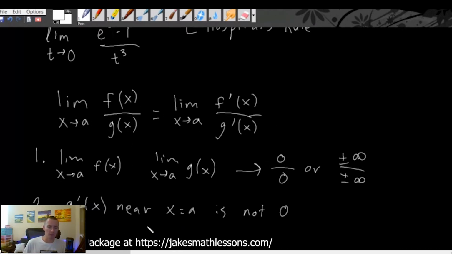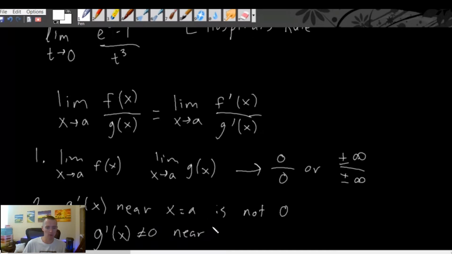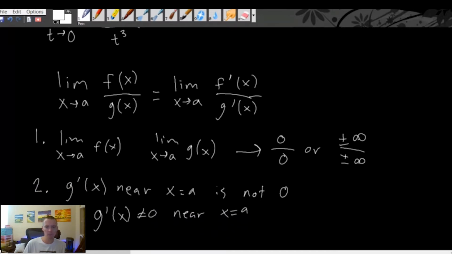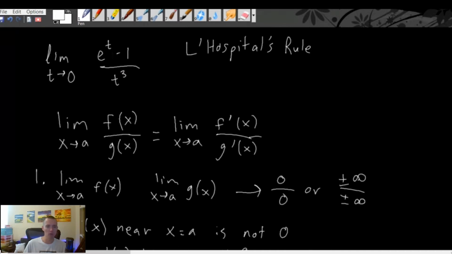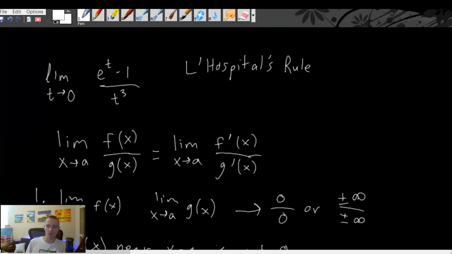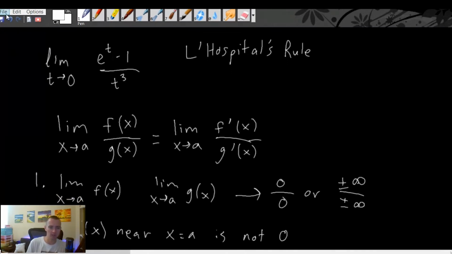So those are the two things that you want to look out for. Maybe another way you could see this written is g prime of x does not equal 0 near x equals a. Those are basically saying the same thing. As long as these two conditions are met, we can use L'Hopital's rule to simplify our limit. So let's look at this example here. I want to show you this as an example of applying L'Hopital's rule. Before applying it, let's think about whether or not we actually can.